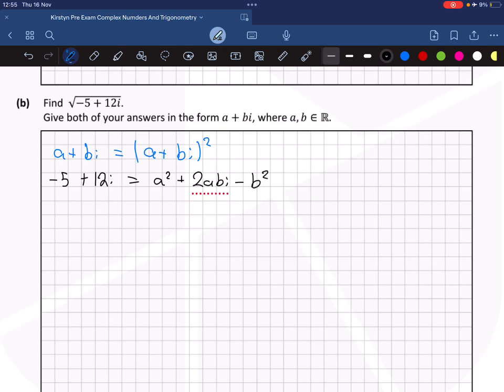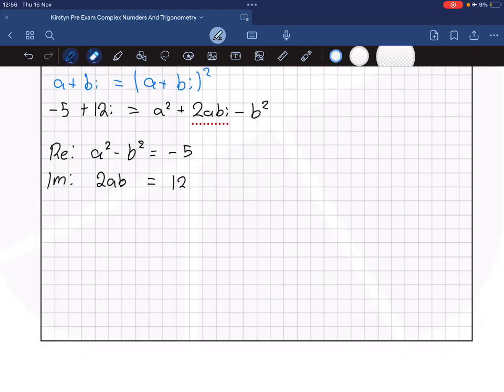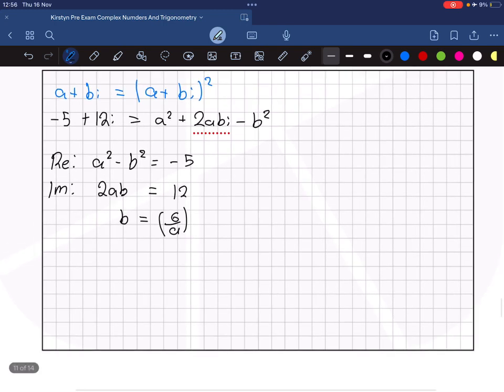So we know here that for the real part, we have a squared minus b squared equals minus 5, and then the imaginary part is 2abi equal to 12i. We can get rid of the i's there, because there's a common factor between them. So if we solve the imaginary one, we end up with b is equal to 6 over a, because 12 divided by 2 gives you 6, and 6 divided by a gives you 6 over a. And now we can plug this into the other equation.